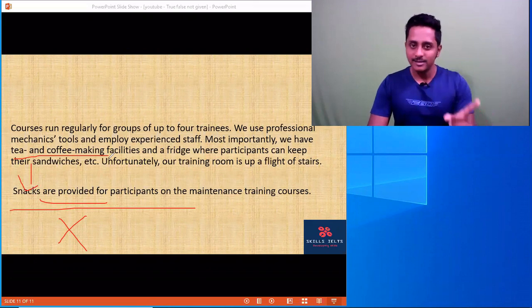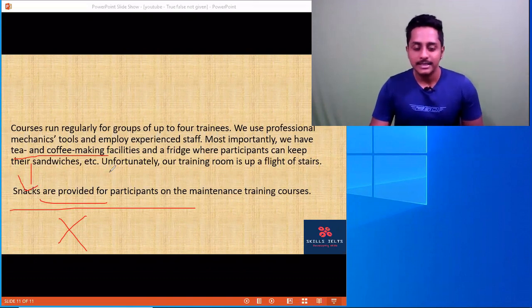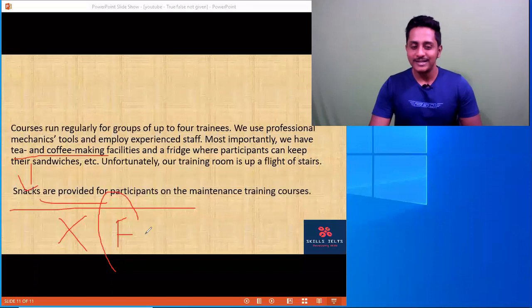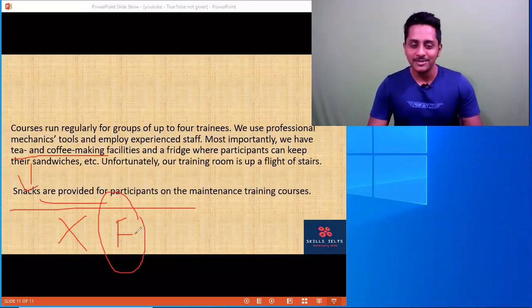They did not say snacks are provided, but inherently, intrinsically, it means the same. That's what we've been seeing with a few of the questions. Correct? So this is exactly contradicting. The answer is false.